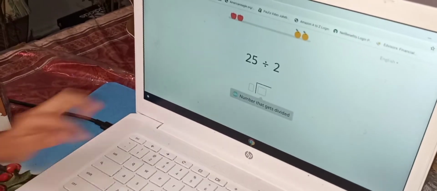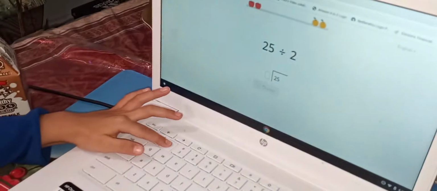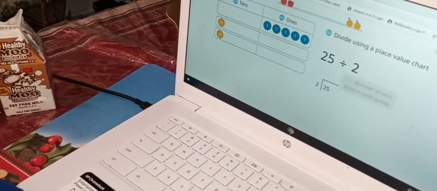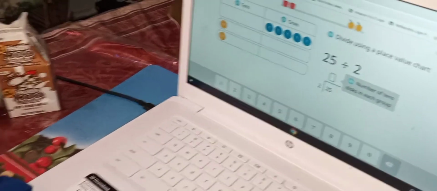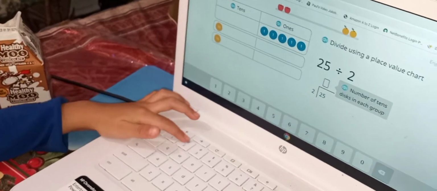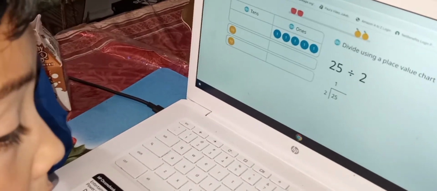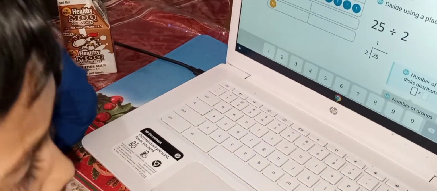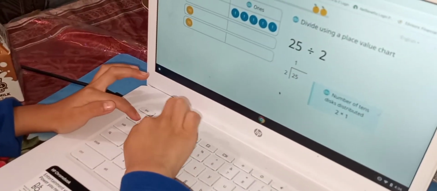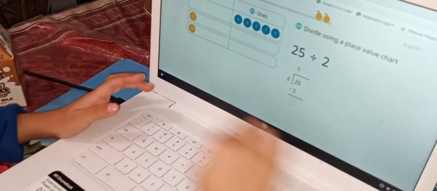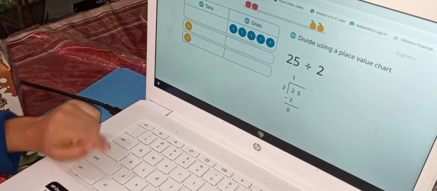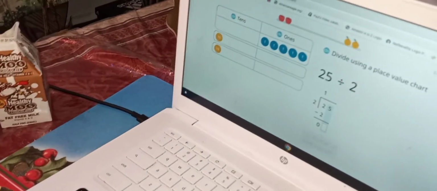Alright, now 25 divided by 2. What do you divide first? The tens. What number do you divide first? 2. 2 divided by 2 equals? 1. Now 2 times 1. That would be? 2. Now you subtract. 2 minus 2 equals? 0. Now you work on the remaining number, the 5.